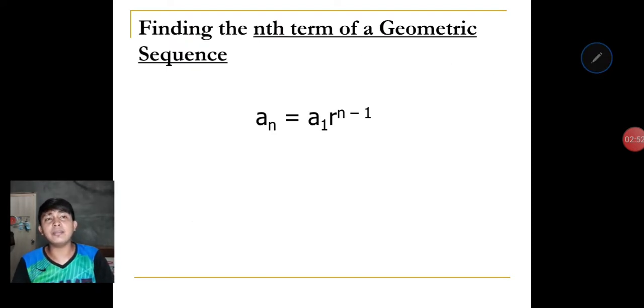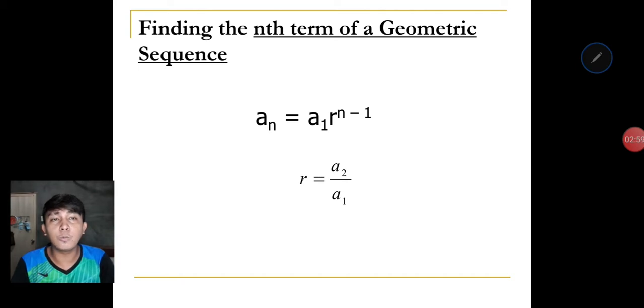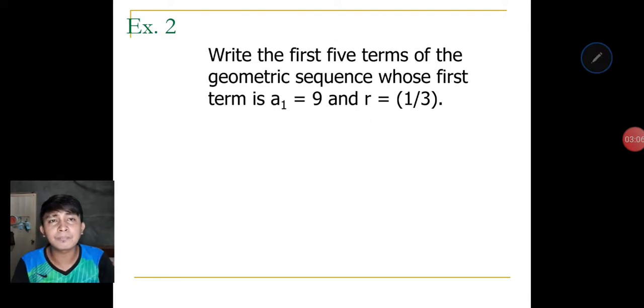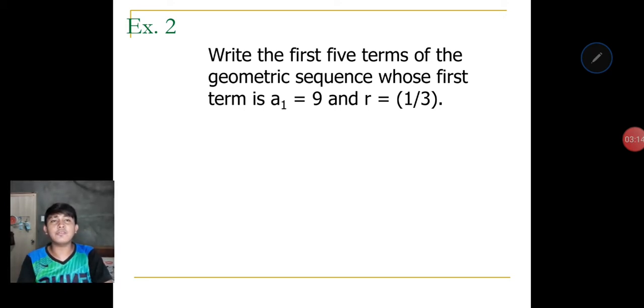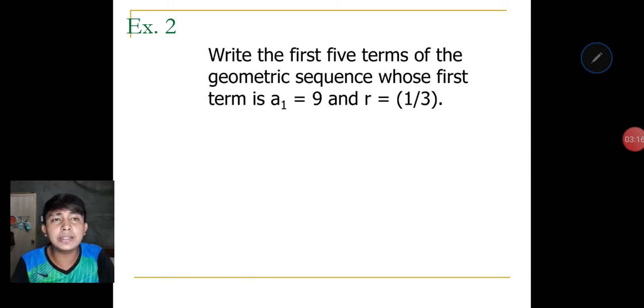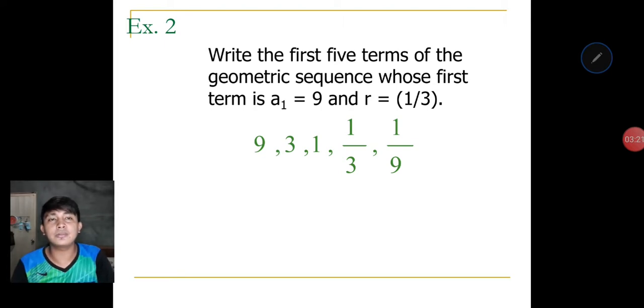So, when we find the nth term of a geometric sequence, we use the formula a sub n is equal to a sub 1 times r raised to n minus 1. To find the ratio, we get the quotient of the second term and the first term. Okay, example. Write the first 5 terms of the geometric sequence whose first term is 9 and the ratio is 1/3. So we have the first 5 terms: 9, 3, 1, 1/3, 1/9.